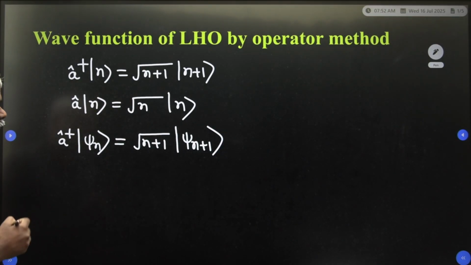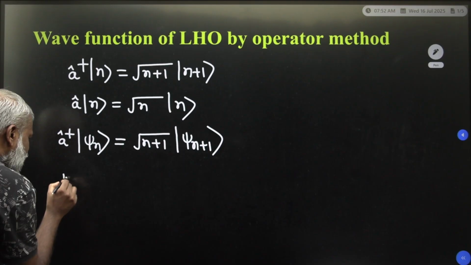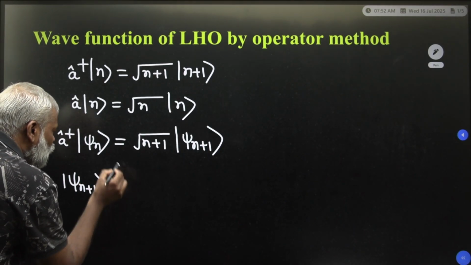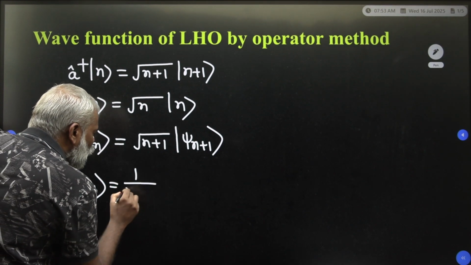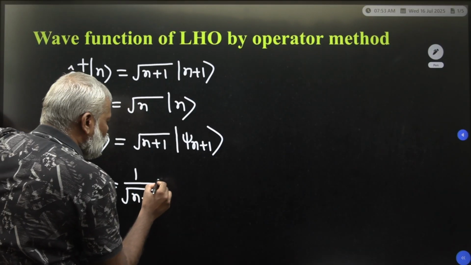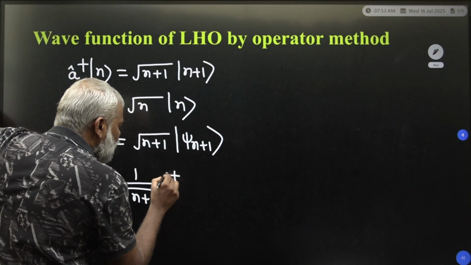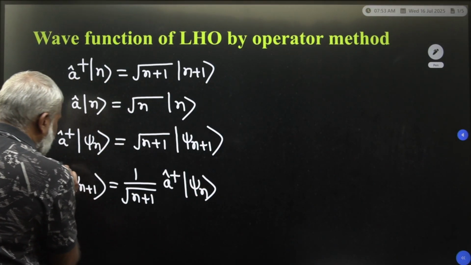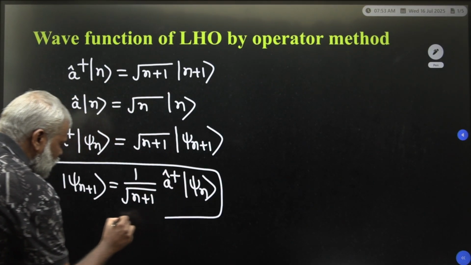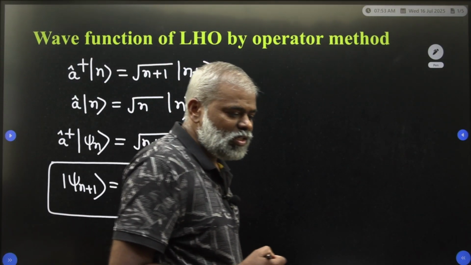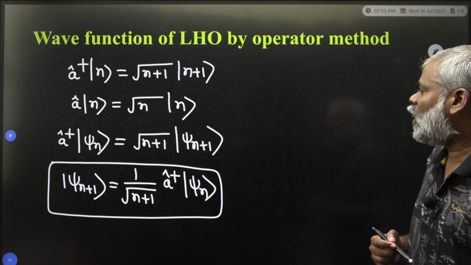Now I am rearranging this equation. Ket psi n plus 1 is equal to 1 by root n plus 1 into a dagger ket psi n. Now you have to take this expression. From this expression we have to arrange. So what we have to arrange, once you have to see.